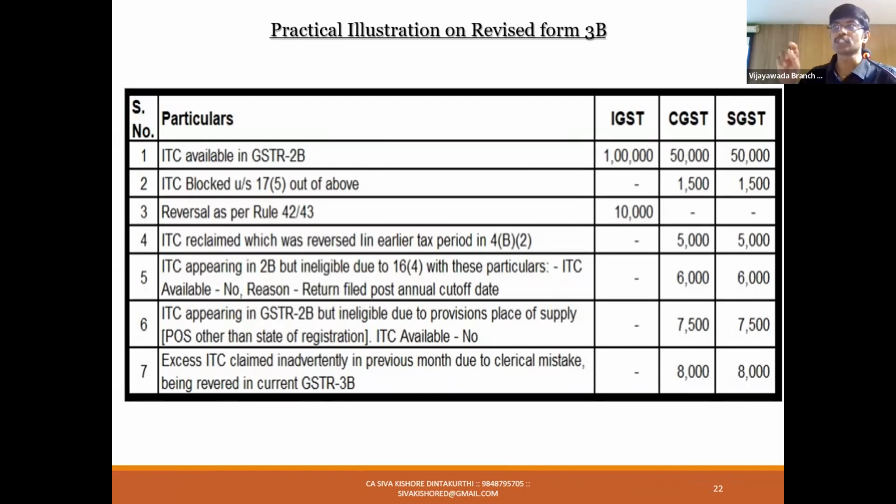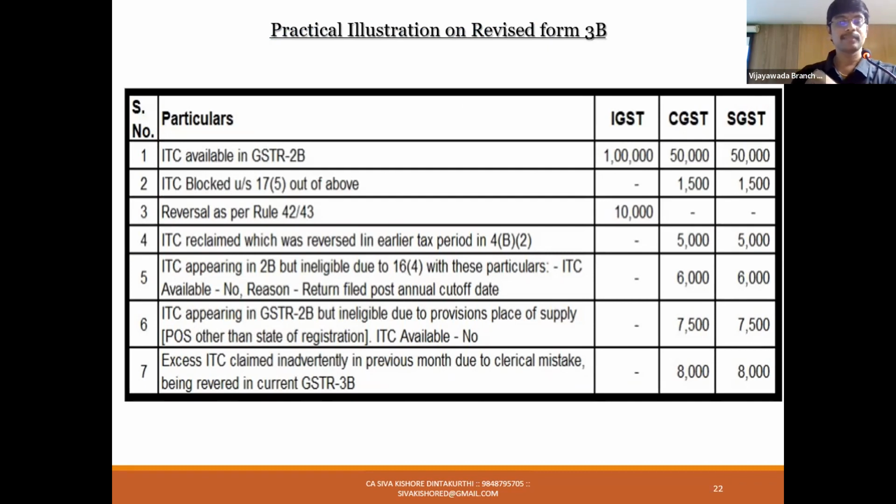ITC appearing in 2B, sixth point: ITC appearing in 2B but ineligible due to provisions of place of supply. ITC available? No. Seventh: excess ITC claimed inadvertently in the previous month due to oversight, clerical error. Without looking into the next table, I think you will be in a better picture to answer it. We'll try to answer and then see the answer. ITC available in 2B. We'll start with this amount only.